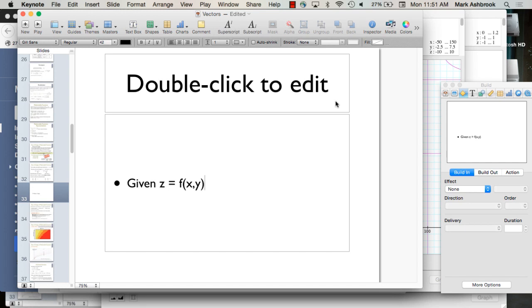Multivariable functions. What is the word multivariable referring to? What kind of variable? Independent or dependent variables? Independent. So multivariable is saying that we have more than one independent variable.